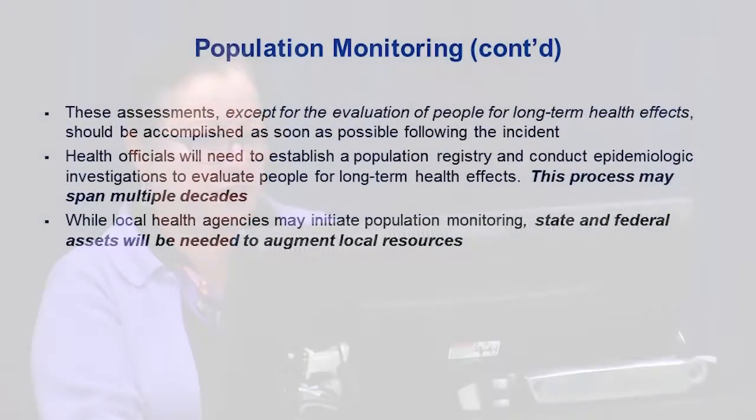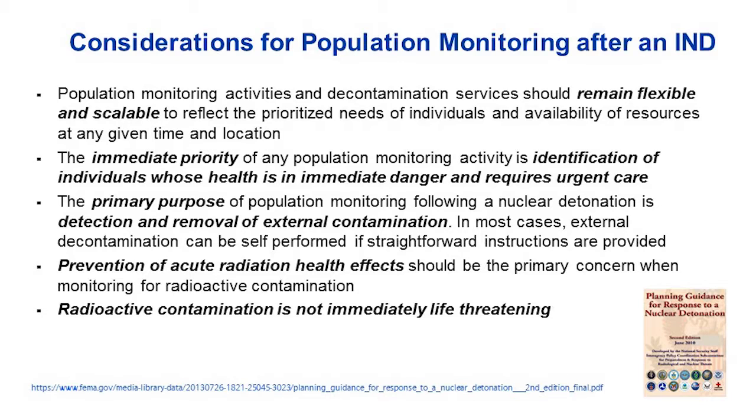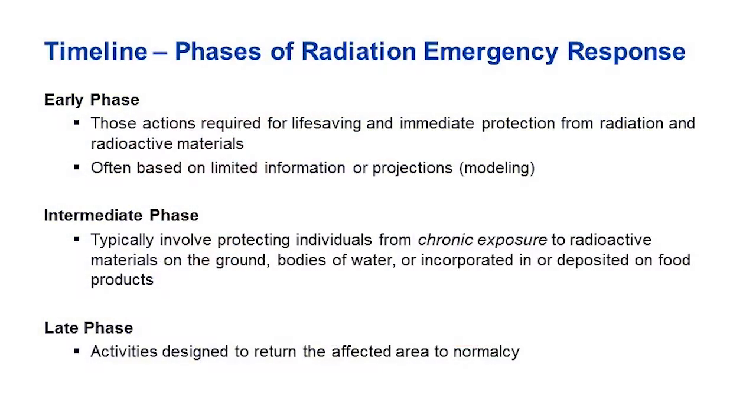And we're still following people from Hiroshima and Nagasaki 60 years later. So we recognize that while health agencies may initiate this at the state and local level, federal assets will come to assist with that effort. And this slide shows some special considerations if we're dealing with an improvised nuclear device. The one I want to highlight is we really want to prevent acute radiation health effects. So contamination in this case will be secondary to taking care of identifying people that need immediate care.